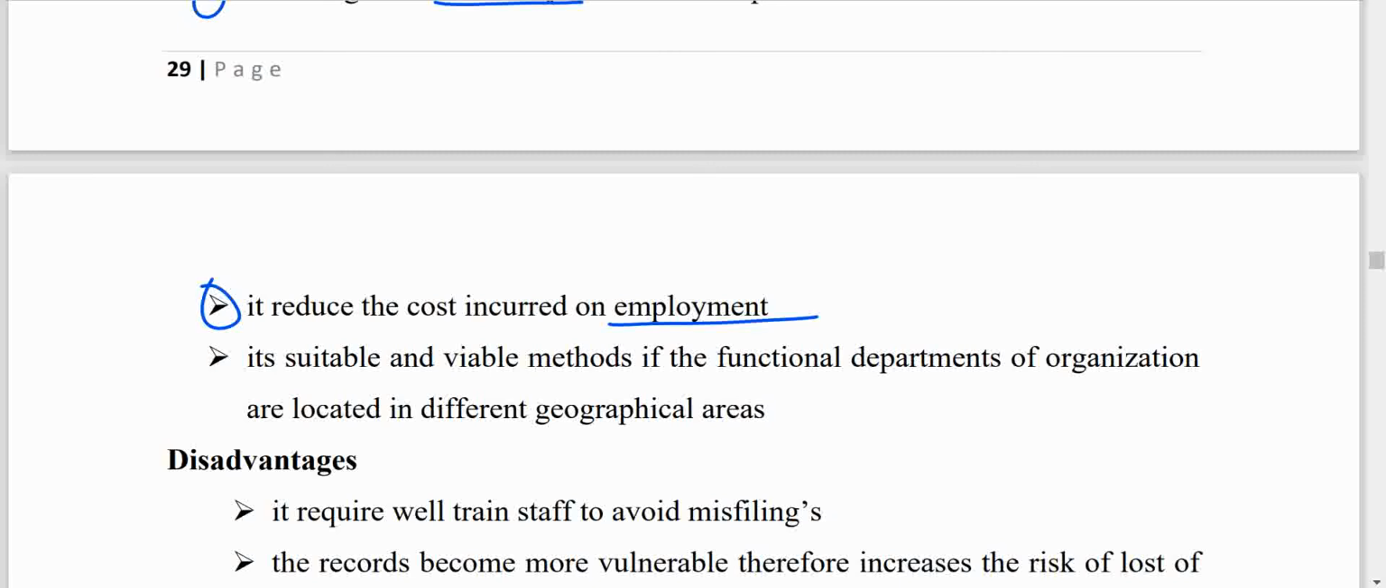So the method will serve a lot in reducing the cost of employment within a facility or organization. The next thing is that it is a suitable and viable method if the functional departments of an organization are located in different geographical areas. For example, if you have units, those units we are talking about become the organizations.